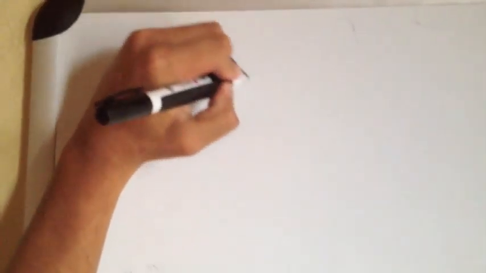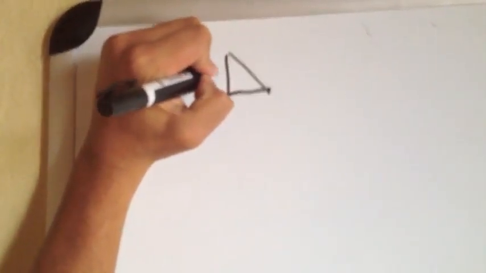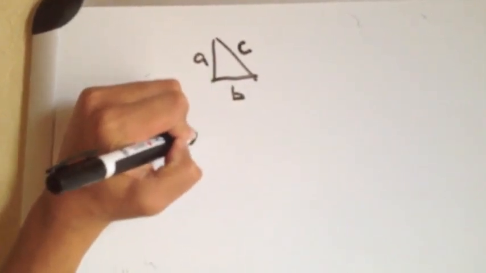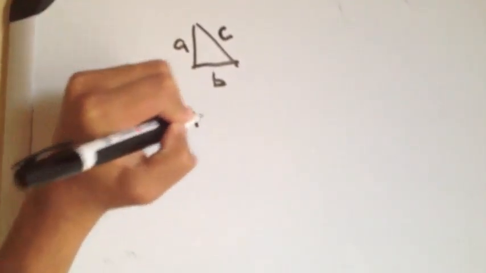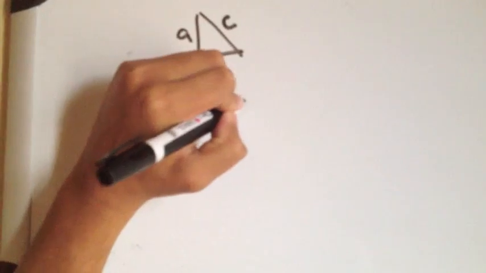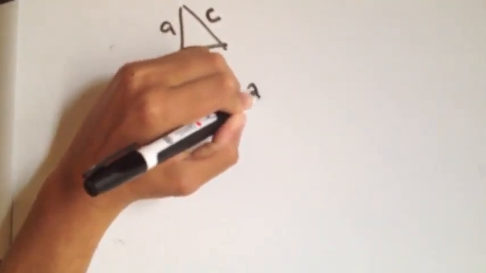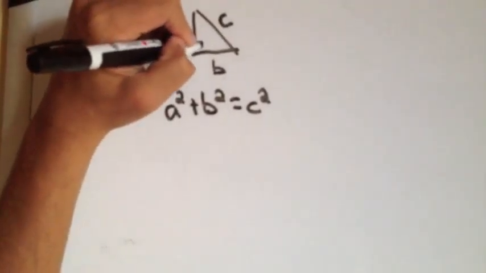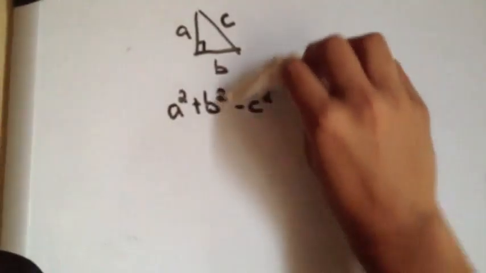Now, the Pythagorean theorem states that for any right triangle, if the two legs are A and B, and the hypotenuse is C, then the formula A squared plus B squared equals C squared will always be true. And again, I cannot stress this enough, this is only for right angle triangles. It will not work for obtuse or acute triangles.